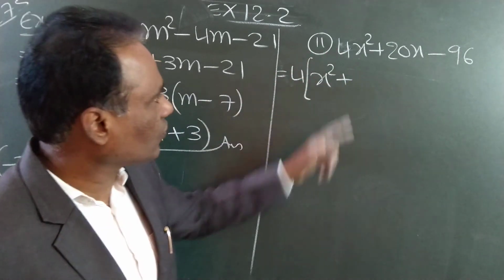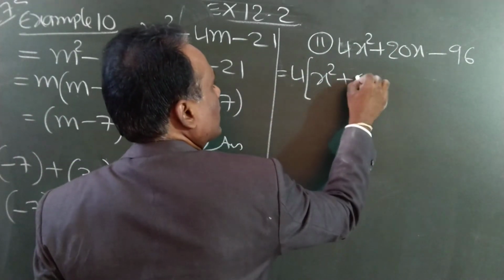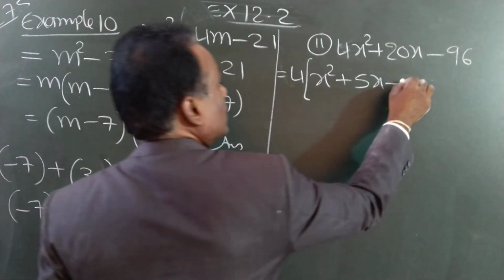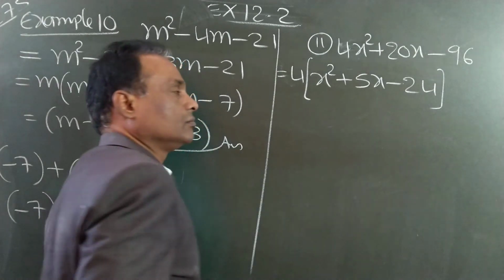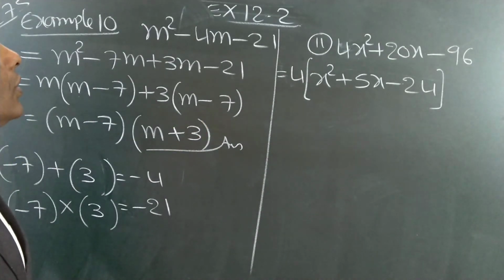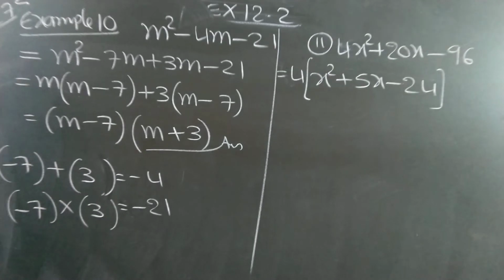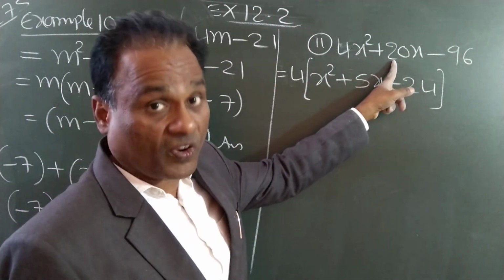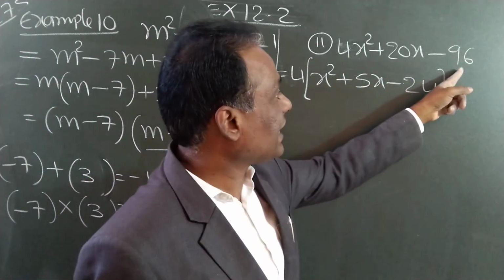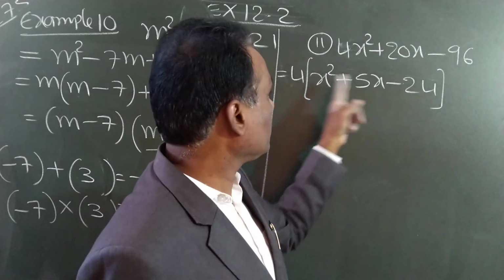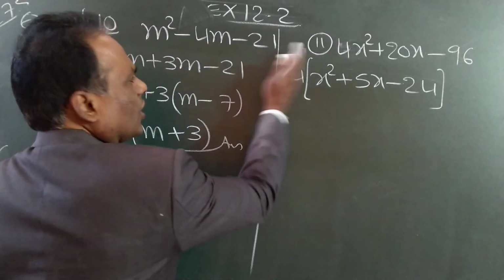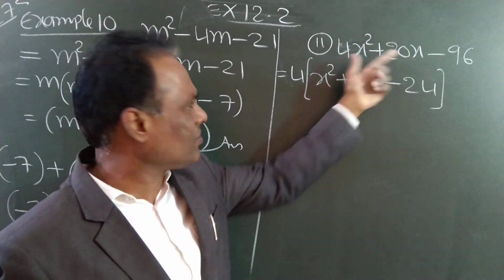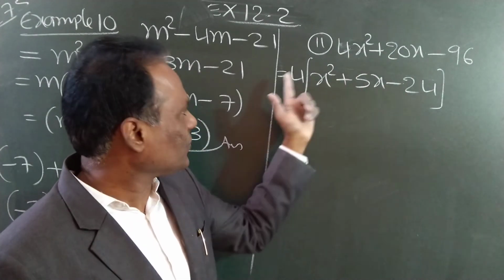4 common means x square. 20 is 4 into 5, so 5 remains. 96 is 4 into 24, so 24. 4 common, x square. 20 is 4 into 5, 4 outside, 5 remains. 96 is 4 into 24. Now, you don't look at 4. 4 will be 4 only. Only this you look at. Directly also you can start, but to make this a little simple, I took it common.